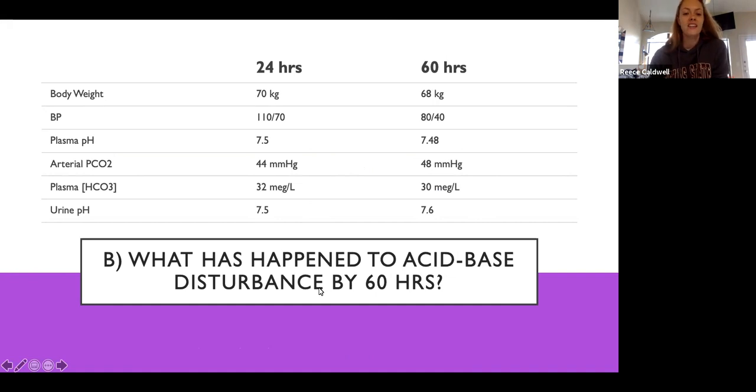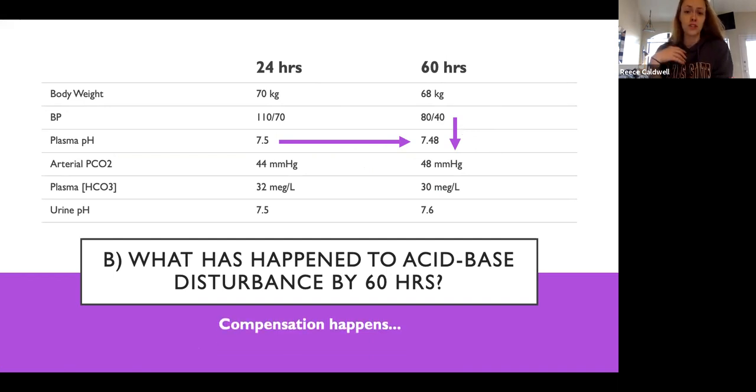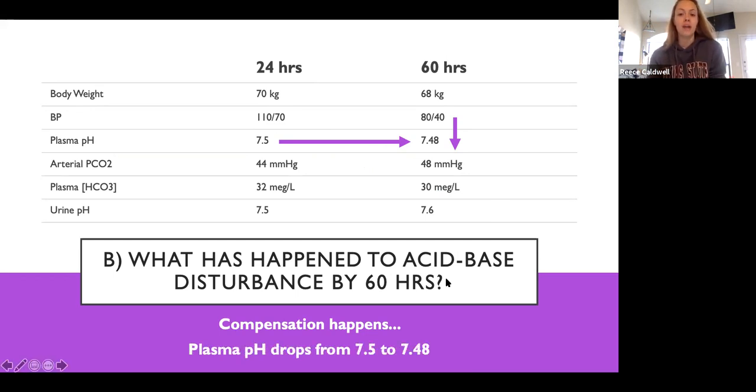All right, so B is asking us what has happened to the acid-base disturbance by 60 hours. What we see is that pH from 24 hours to 60 hours has decreased slightly, just a little bit. What we call this is compensation. The plasma pH drops from 7.5 to 7.48. The body is trying to bring this person back to a regular pH, and the body is compensating. So the body is detecting at 24 hours, hey, our pH is pretty high, and it compensates by trying to decrease that pH.